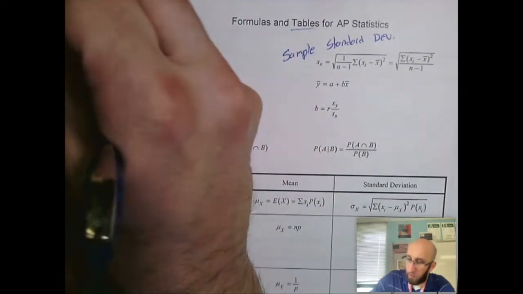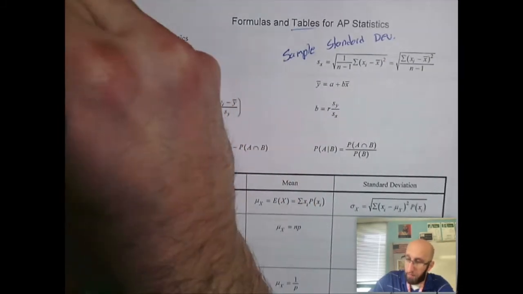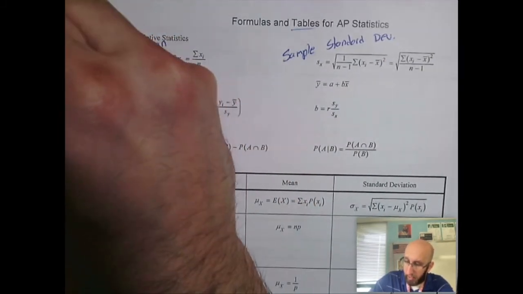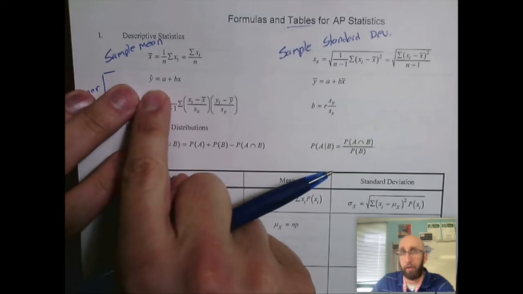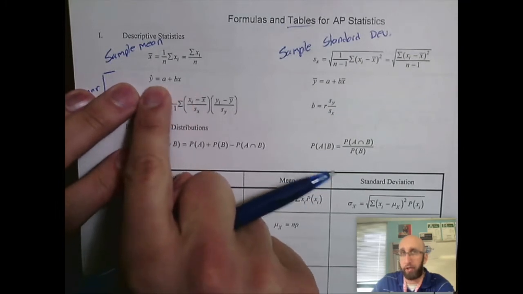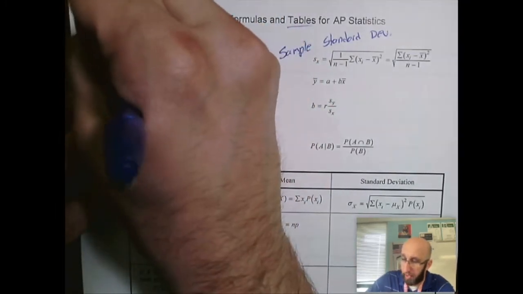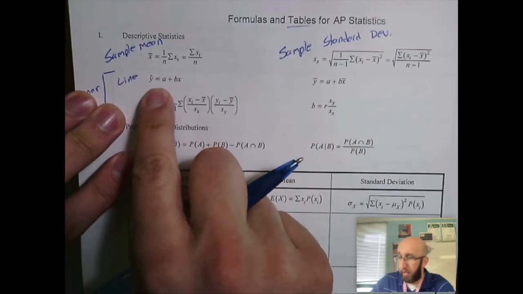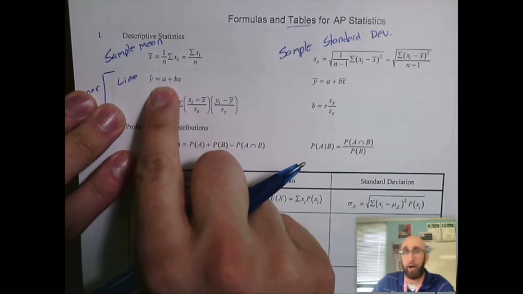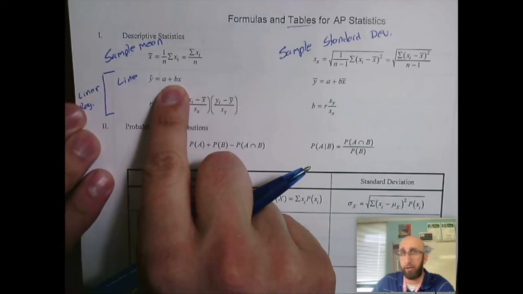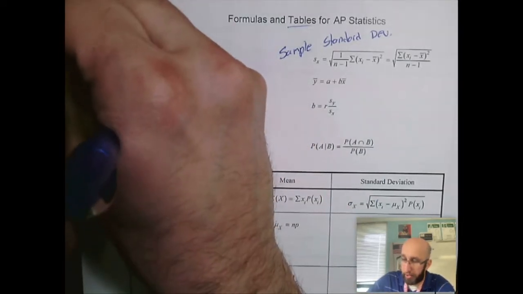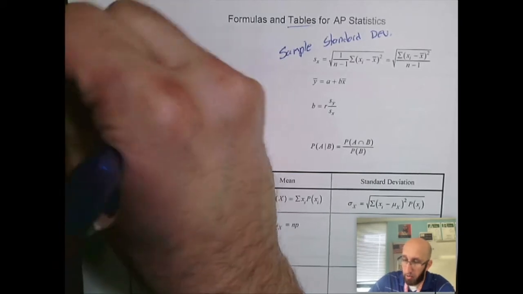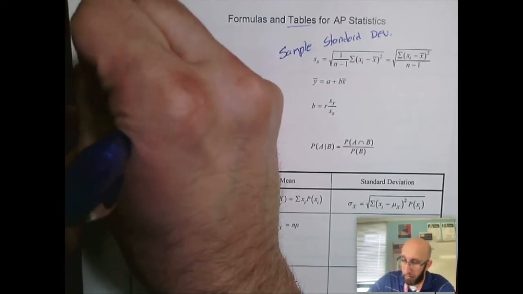The next four are all for your linear regression, your line of best fit. The general equation for the line of best fit is right here. So that is your equation of the line right there. Y hat equals A plus BX, where A is your y-intercept, B is your slope. Right below it, we have R, which is the equation to calculate your correlation coefficient, which is nice.